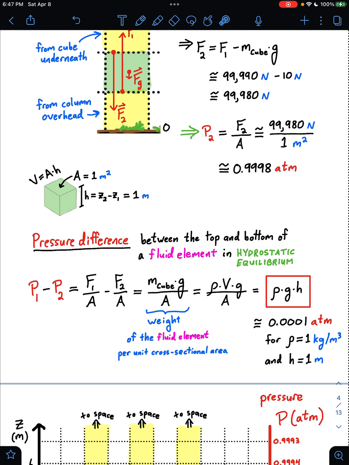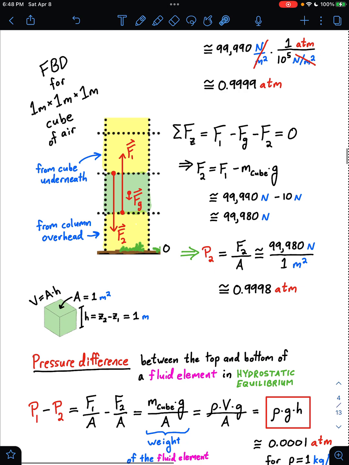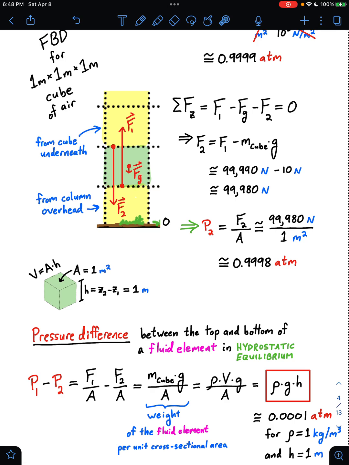That pressure difference between the top and bottom of a fluid element in hydrostatic equilibrium, we could represent as the difference between the force per unit area at the bottom pushing upwards and the force per unit area at the top pushing down. We know the pressure below is always going to be greater than the pressure above, so the pressure below minus the pressure above will give a positive number. And we see that the difference between those two forces, F1 and F2, is the weight of that cube.